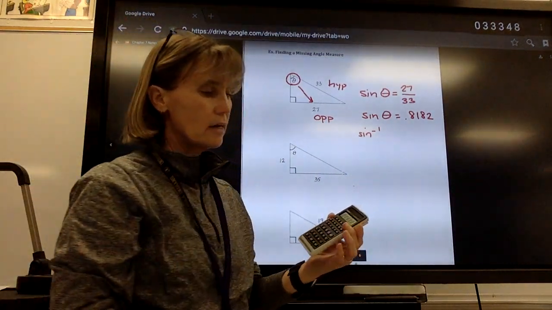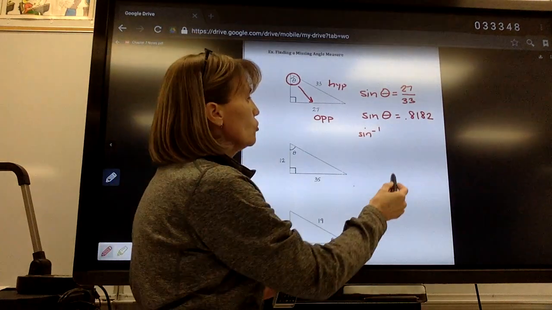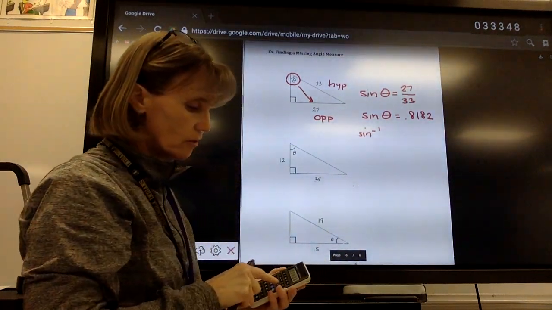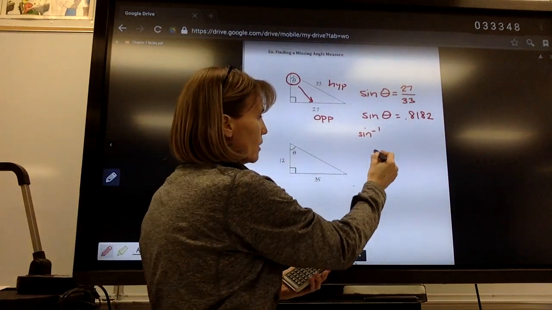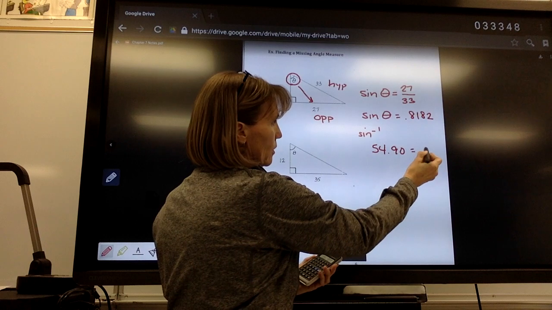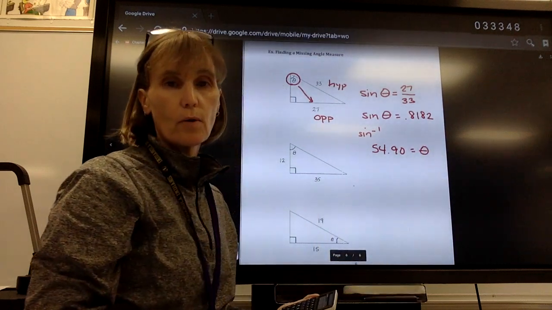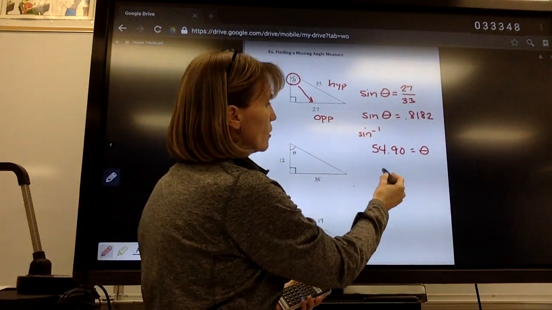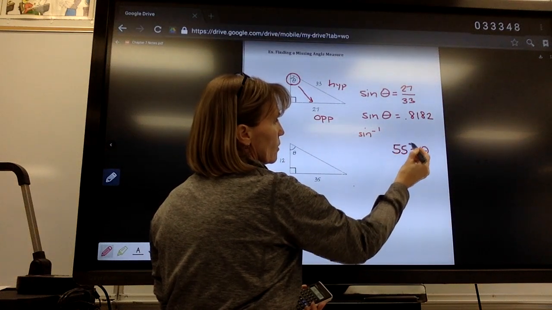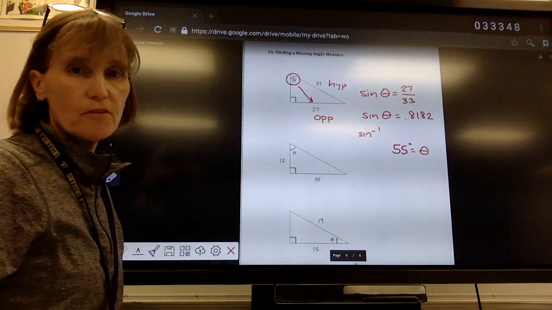Once you have that decimal, 0.8182, you're going to hit inverse sine. On my calculator, I have to hit shift and then sine. I get a value of 54.90 degrees. We're going to round our answers to the nearest degree, so we would say this is 55 degrees. So that angle measure up there is 55 degrees.